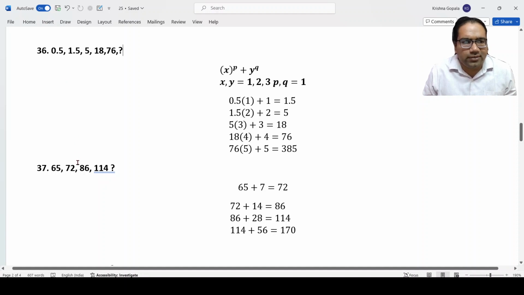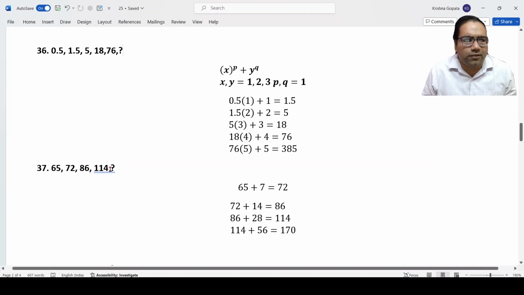Okay, the next one: 65, 72, 86, 114. The growth is not very fast because 72 into, even if it is 2, it should be 144. 86 into 2, 80 into 2 is also 160. The growth is not very fast. So that means there must be some addition only. Let's figure out what is the difference between these numbers. 72 minus 65 is 7, right? 86 minus 72 is 14. There is 7, there is 14. That means probably some multiple of 7.